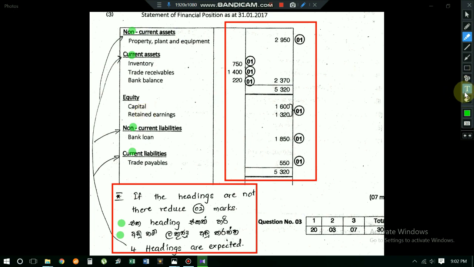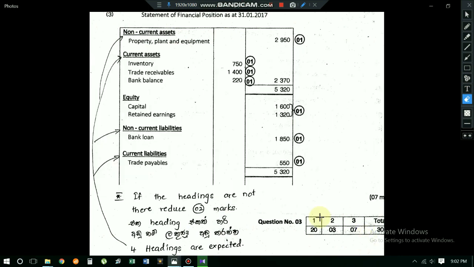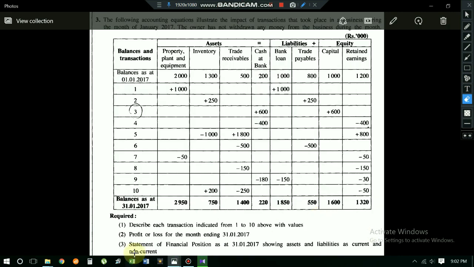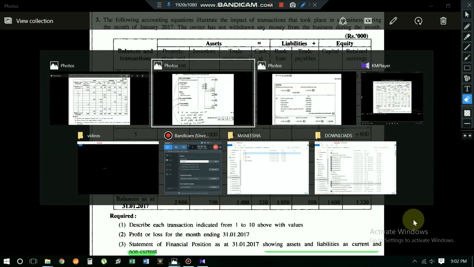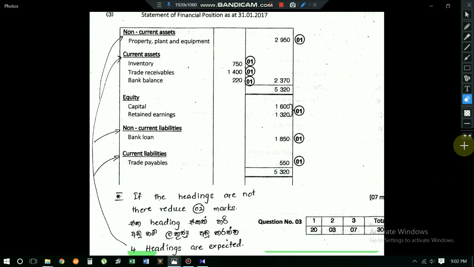The question highlights only assets and liabilities as current and non-current. In question number 3, there's nothing about equity. But in the marking scheme, 1 mark out of 7 is allocated. That is why I always ask my students to write the full answer.